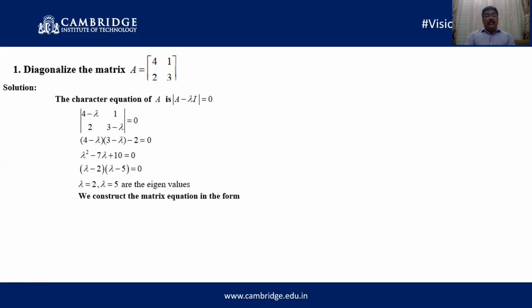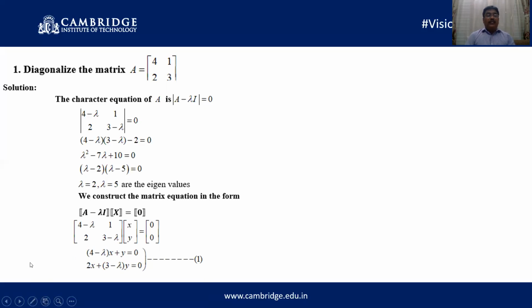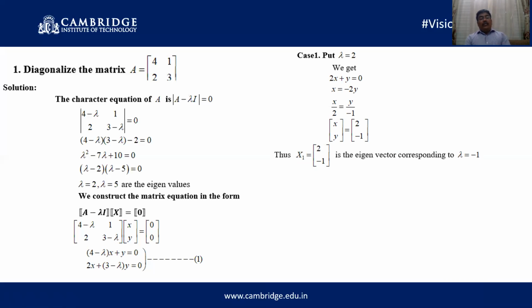Now let us construct the matrix equation in the form A minus lambda I into x is equal to 0. Here A minus lambda I is the 2 by 2 matrix. Here x, y is the unknown matrix of order 2 cross 1. The 0 is also a zero matrix of order 2 cross 1. By multiplying these two and equating to this matrix, we get a system of linear equations in terms of x and y, which we call equation 1. Now, in the next part, we need to find the eigenvector corresponding to each eigenvalue by using this system of equation 1.